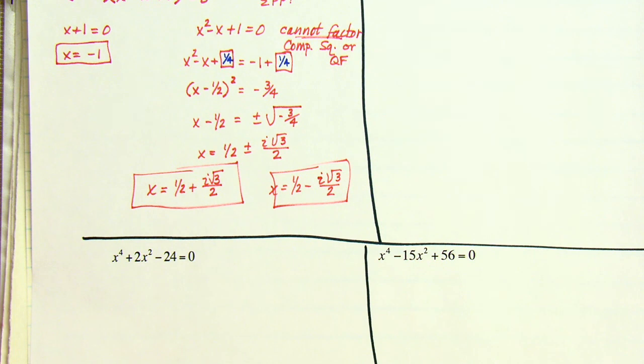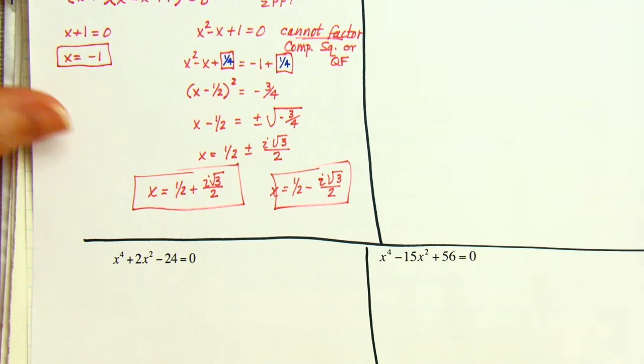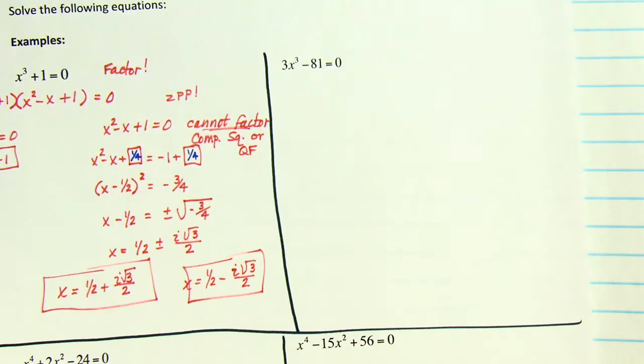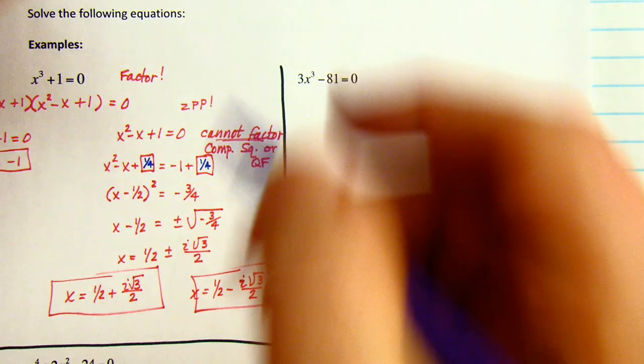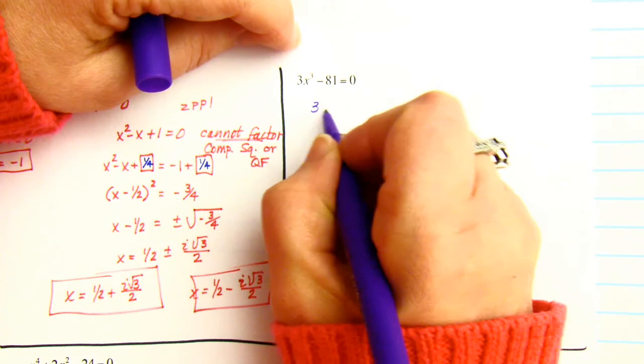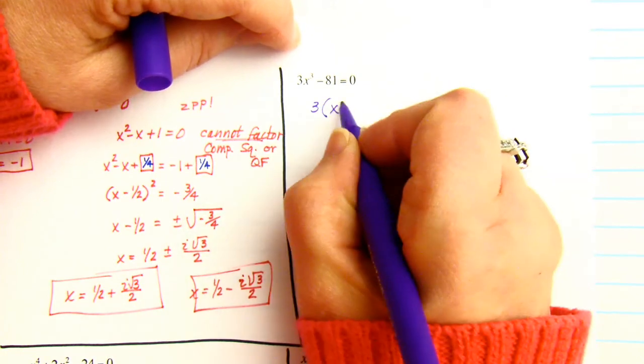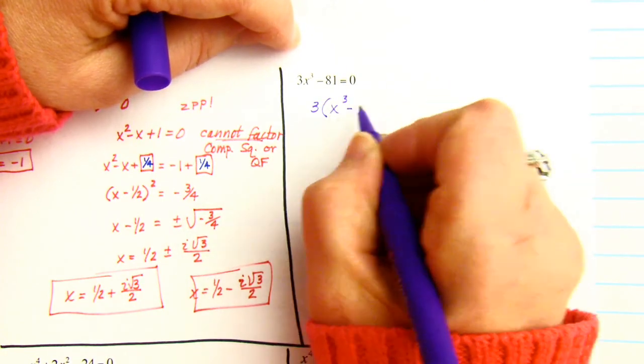Okay, the problem right next door. I see the x cube, and I'm like, that's a cube, but 3 is not a cube. But remember, you always should first look for a GCF. There is a GCF in this problem. GCF is 3. So I'm going to factor out a 3. I get x cubed. 3 does divide 81 27 times.